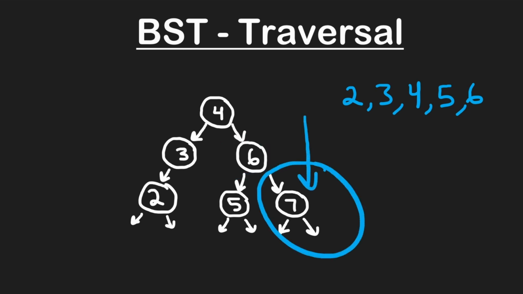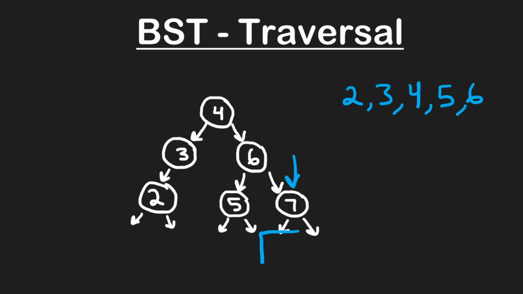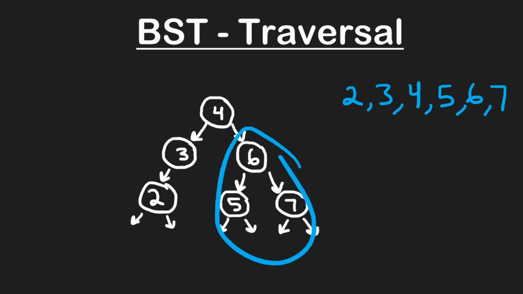It does have one. So we get to 7. Let's do its left subtree. It doesn't have one. Then let's do this value, 7. And then let's do its right subtree. It doesn't have one. But notice how for every node we went left, then we did the current node, and then we went right. So it is similar to going through an array in sorted order.